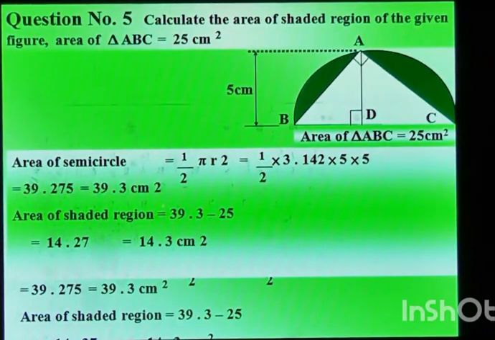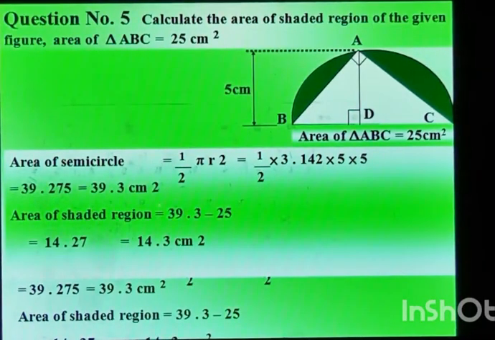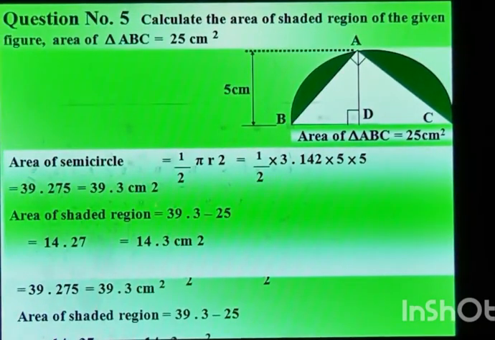let's have another question. Calculate the area of the shaded region of the given figure. Area of triangle ABC is equal to 25 centimeters square. Well, all the measurements are given. The area of triangle ABC is given as 25, and the height AD is given, that's 5 centimeters, and you need to concentrate on the components of this question.